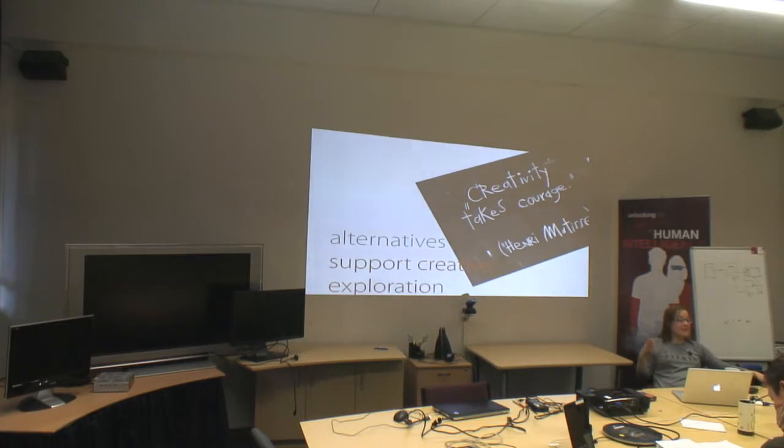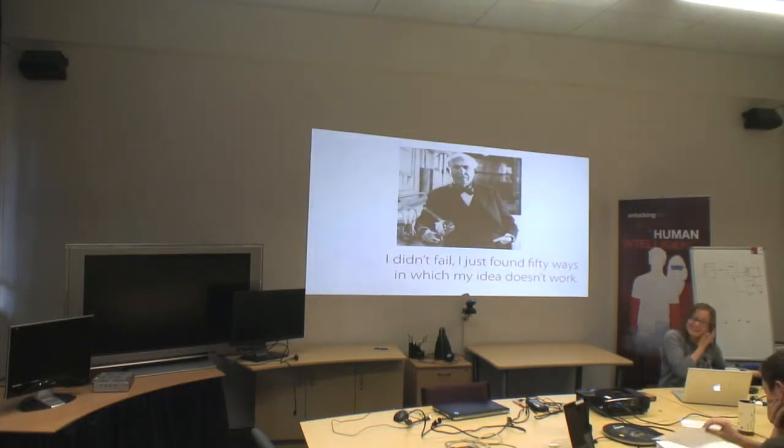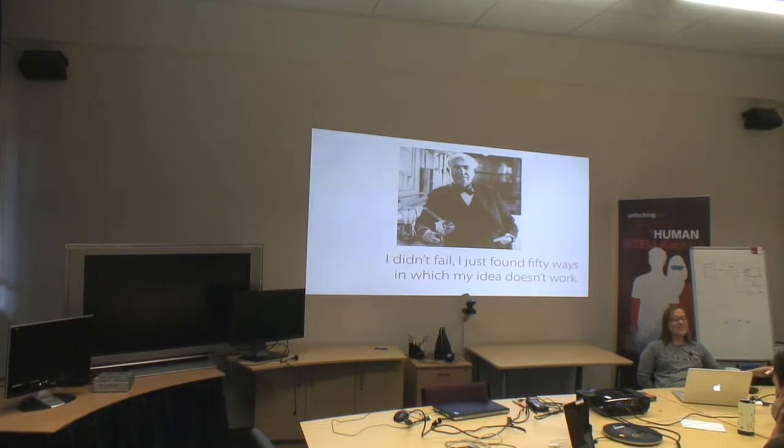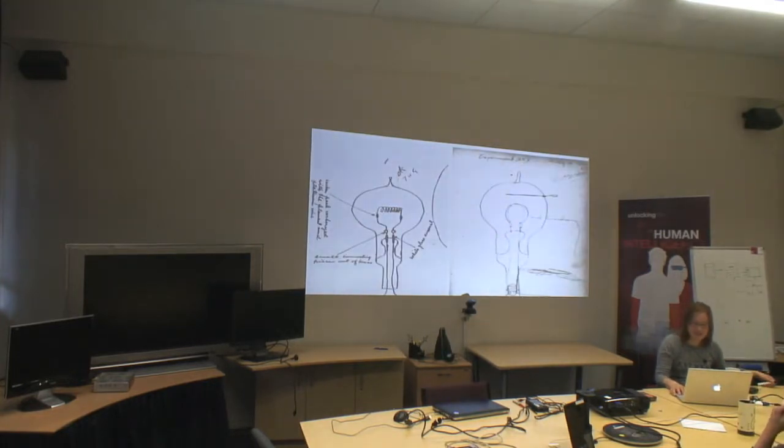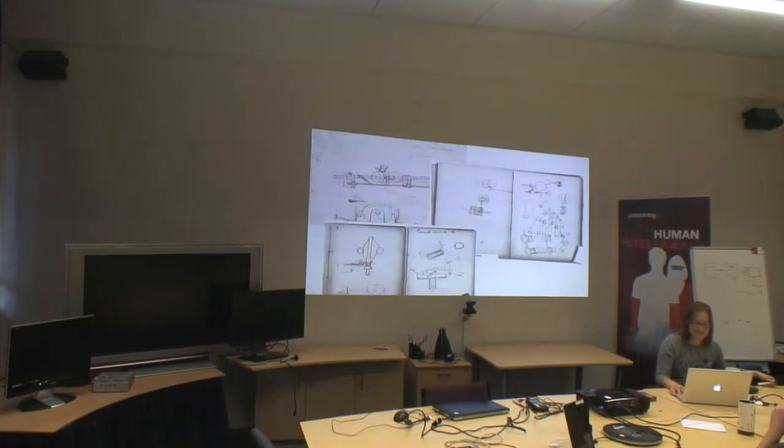So thinking in terms of alternatives supports creative exploration. You go and you think about crazy stuff. And the master of it was Thomas Edison. I think I mentioned this already, but he tended to say, I didn't fail, I just found 50 ways in which my idea doesn't work. And if you look at what he was doing, these are his sketches. He kept on sketching and sketching, and he had thousands of ideas for each invention that he created.